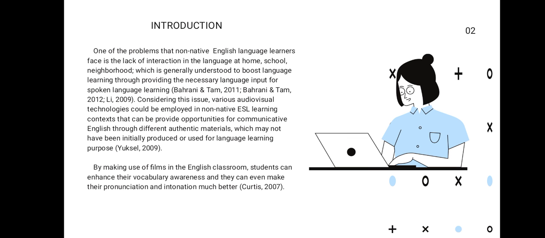So, audiovisual in here is films, because by making use of films in the English classroom, students can enhance their vocabulary awareness and they can even make their pronunciation and intonation much better. From Curtis 2007.